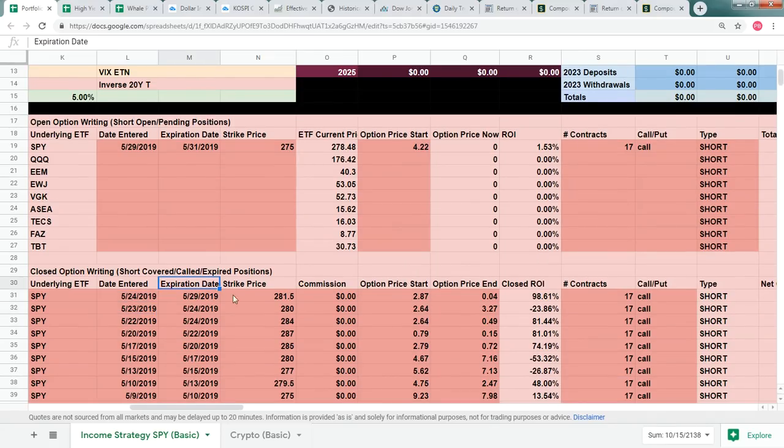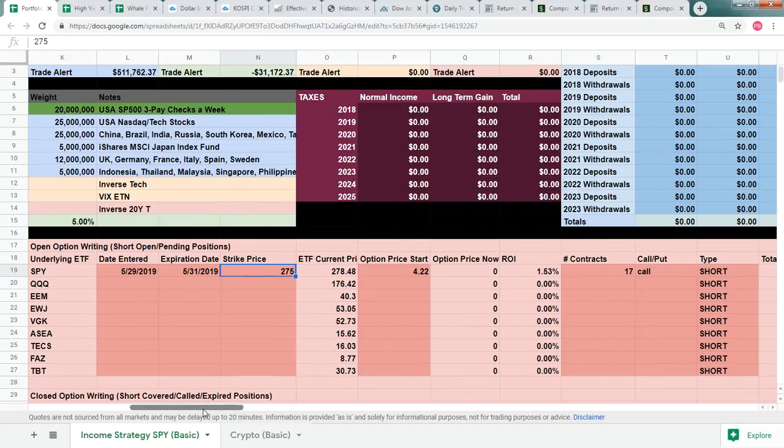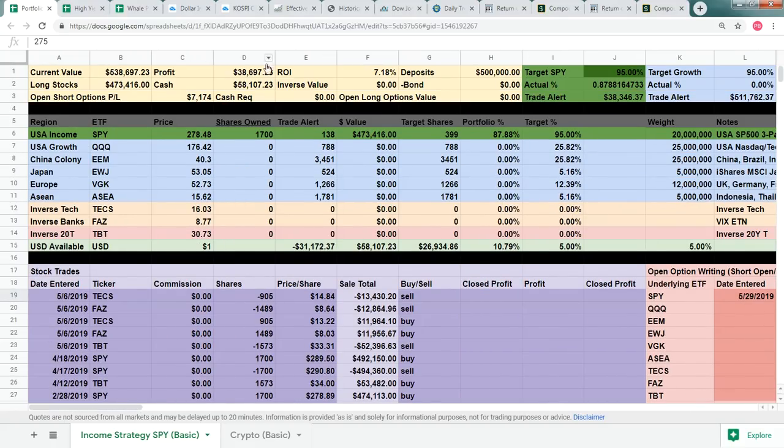Today's trade alert: we covered the 281.50, which we collected a credit of 2.87 and paid back 4 cents today, for a 98% profit. The new trade alert was to add more downside protection by selling an in-the-money covered call. We'll review what all this means in a little bit, but it is sitting pretty. We sold the 275 strike expiring May 31st for a credit of 4.22. So I'll pop back to this portfolio in a minute, but it is sitting pretty.